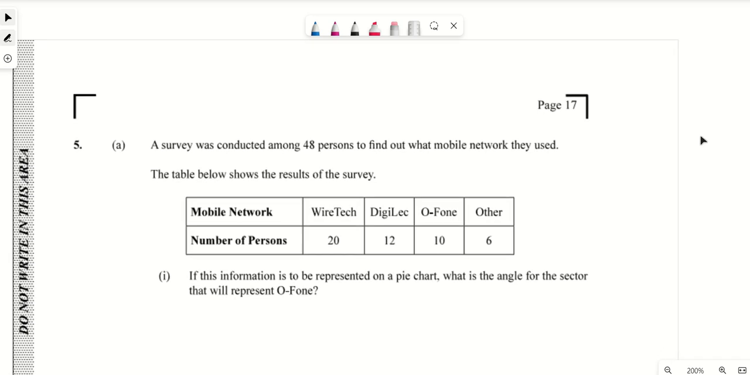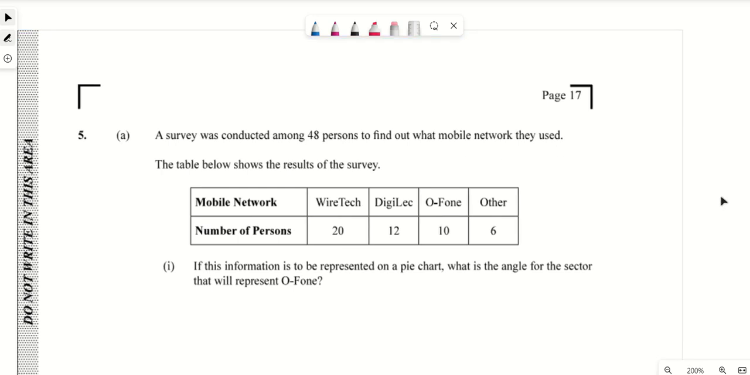Okay, hi, good day. So today we'll be doing January 2019, number 5, which is usually statistics questions. So let's read the question.